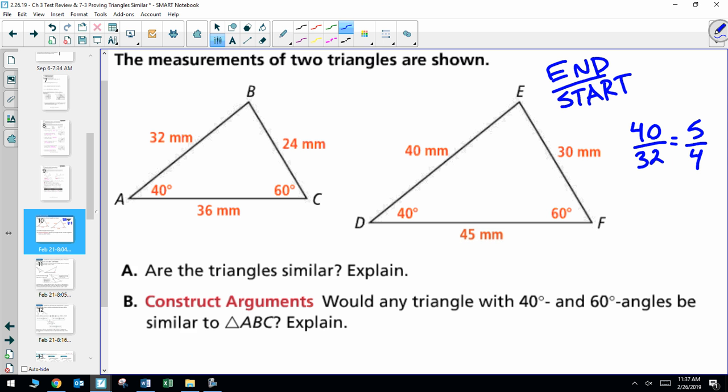So, if I multiply 24 by 1 1/4, I would get 30. If I multiply 36 by 1 1/4, I would get 45. Okay? So this scale factor works for all three sides. So yeah, they are similar.